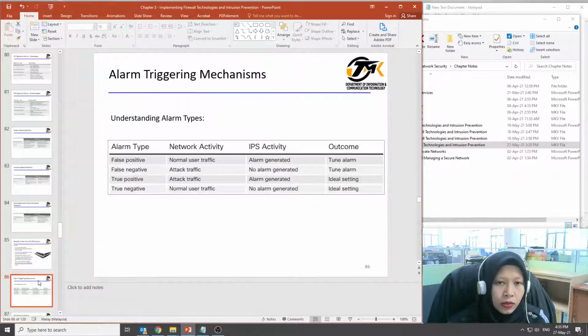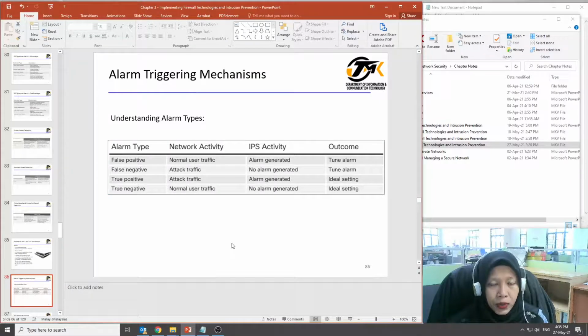Now, this is how the alarm triggering mechanism works. As you can see, we have 4 types of alarm. The first is false positive. False positive means that the network activity is normal, there's nothing wrong with it, but the IPS is triggered and the alarm is triggered. So this is wrong, so you need to tune the alarm.